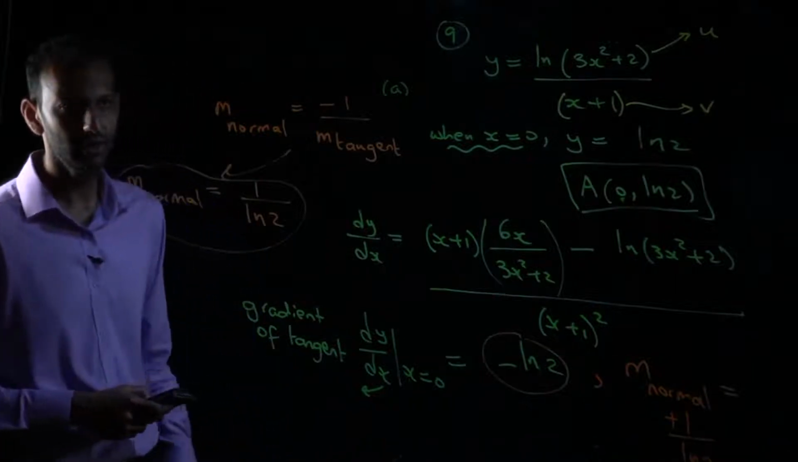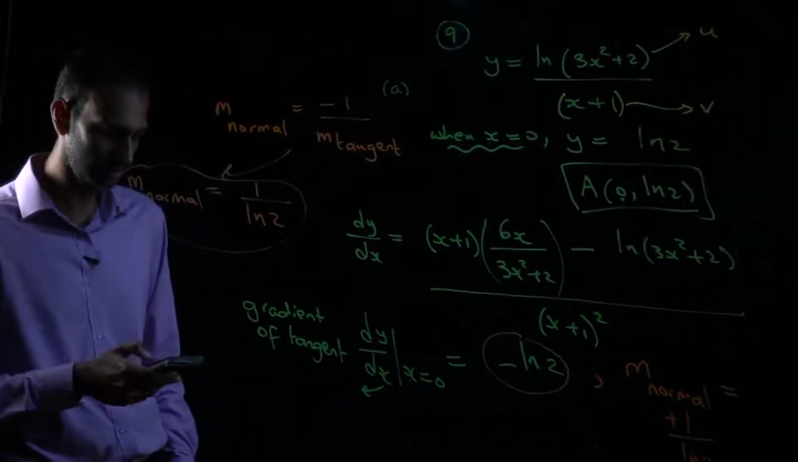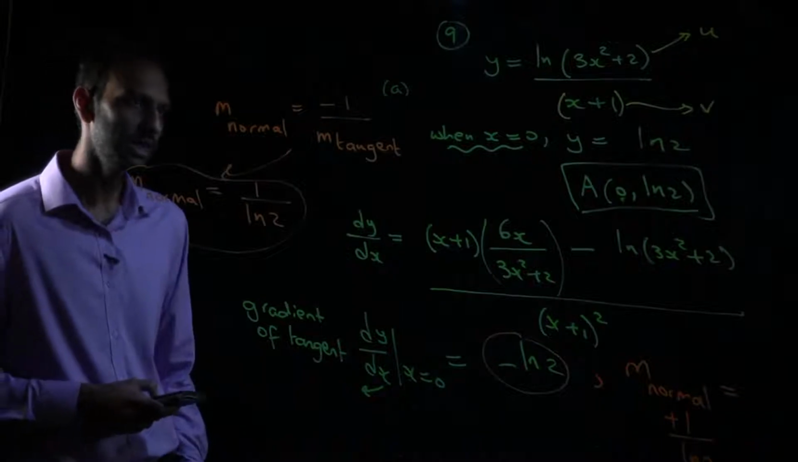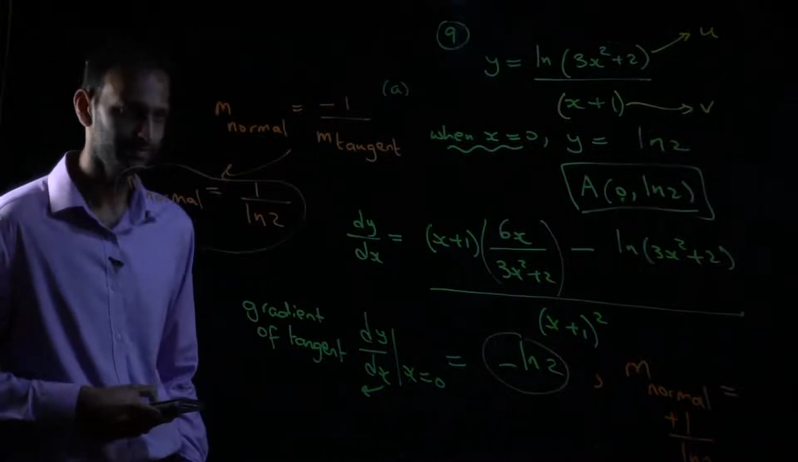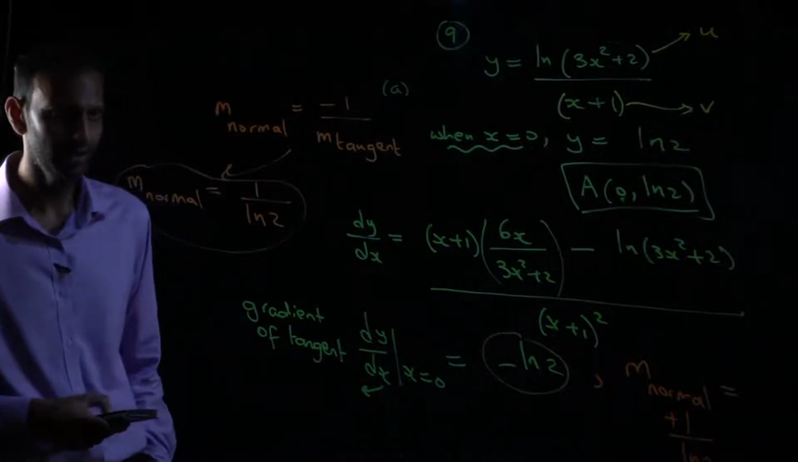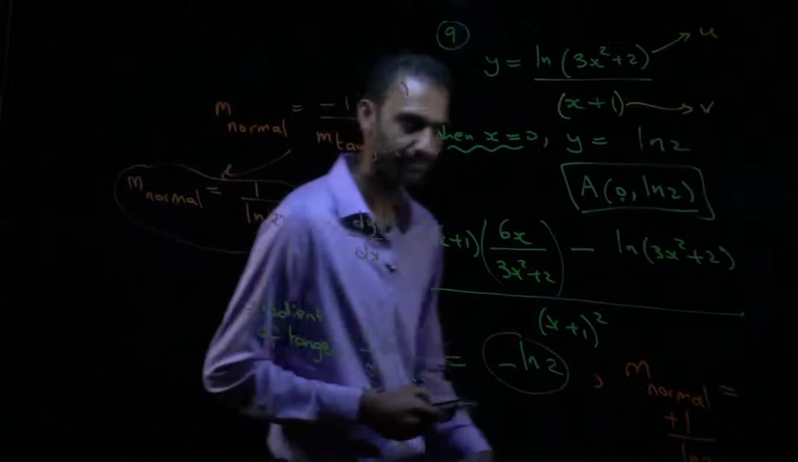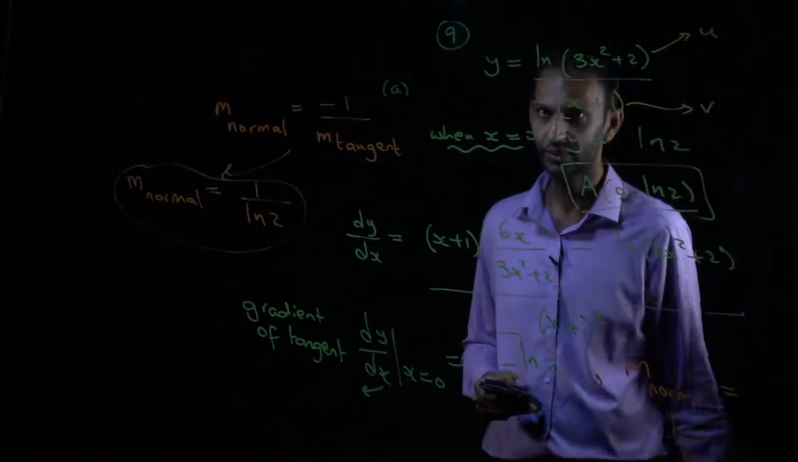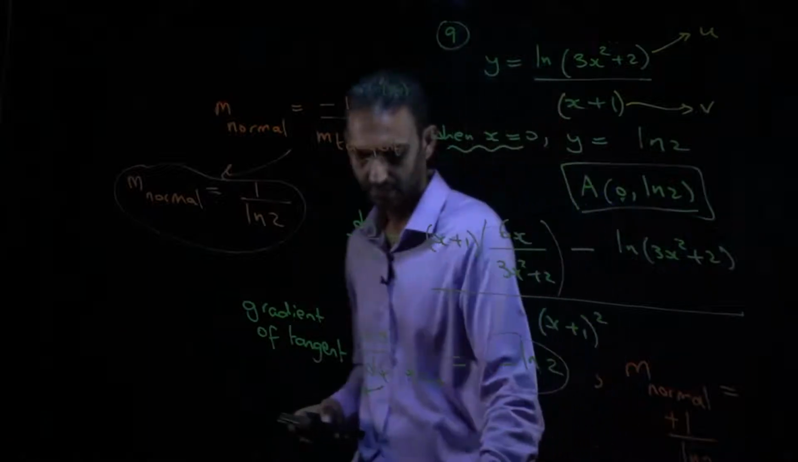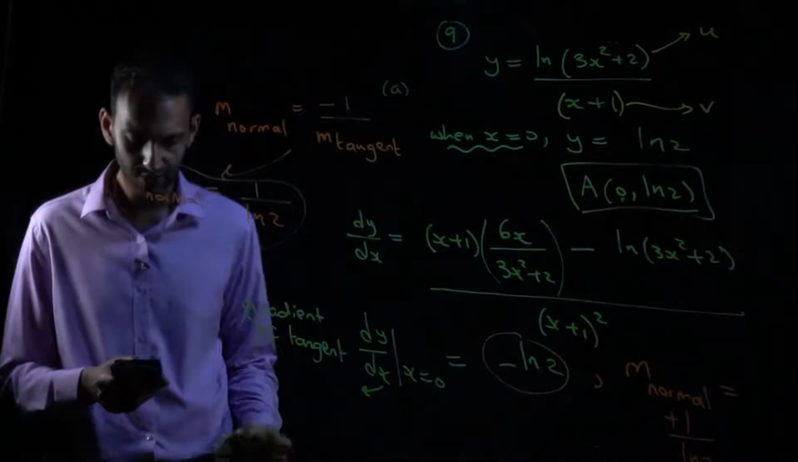So just take a look at the solution for a few minutes. I'm going to erase that part and then continue. So the gradient of the normal is achieved, which is 1 over ln 2. Okay guys, so we'll erase that and continue the problem.